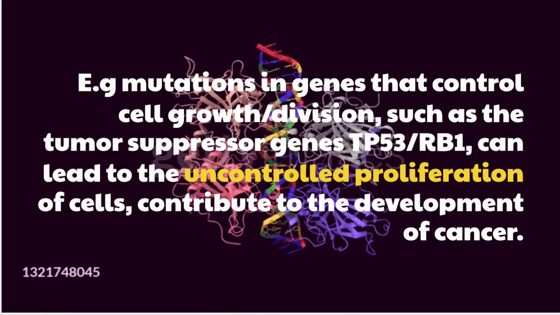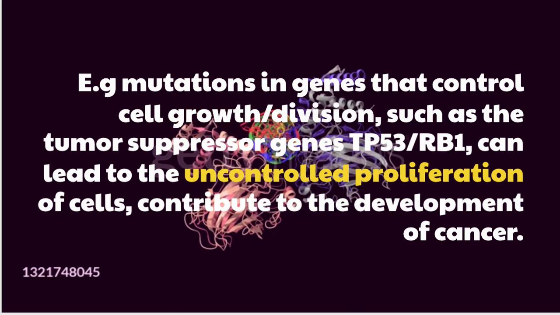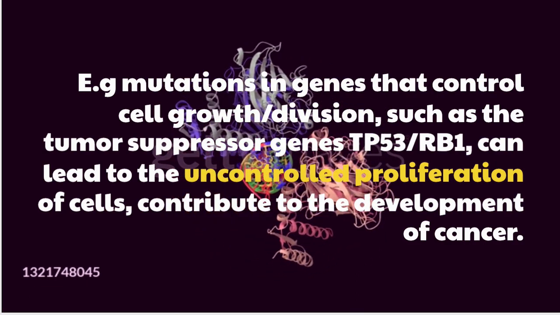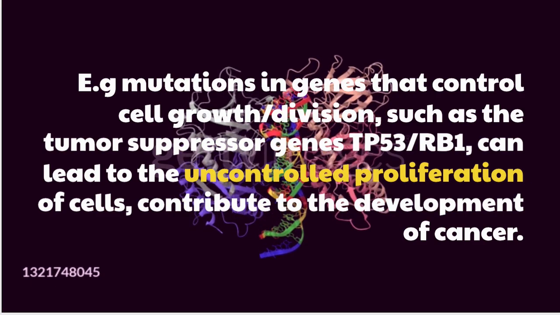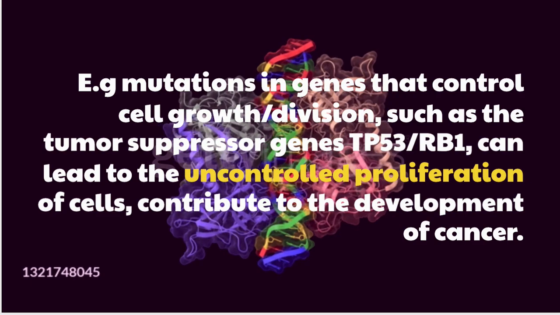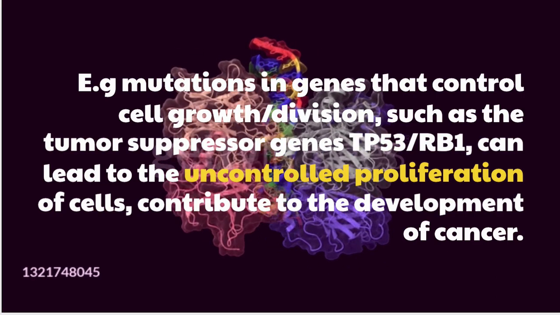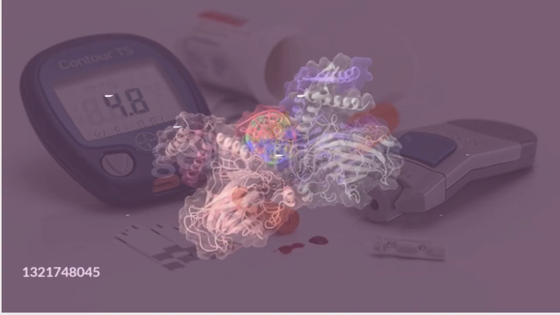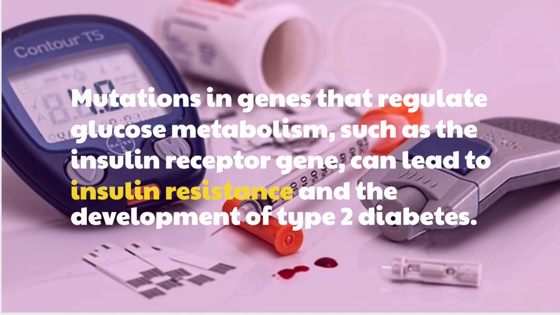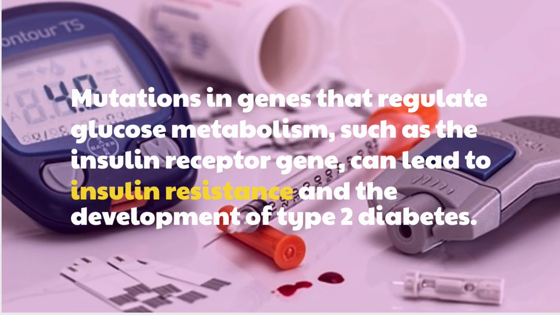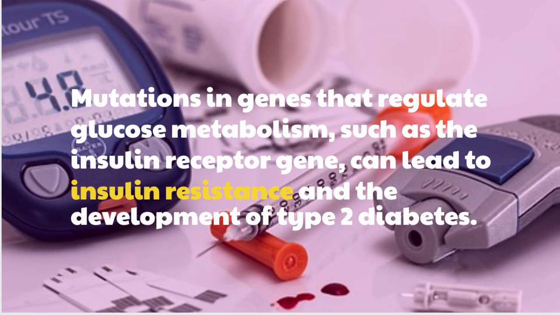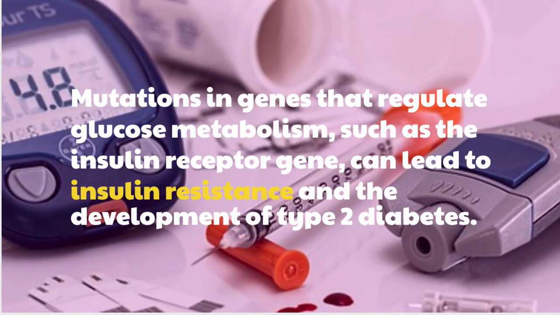For example, mutations in genes that control cell growth and division, such as the tumor suppressor genes TP53 and ERBA1, can lead to the uncontrolled proliferation of cells and contribute to the development of cancer. Mutations in genes that regulate glucose metabolism, such as the insulin receptor gene, can lead to insulin resistance and the development of type 2 diabetes.